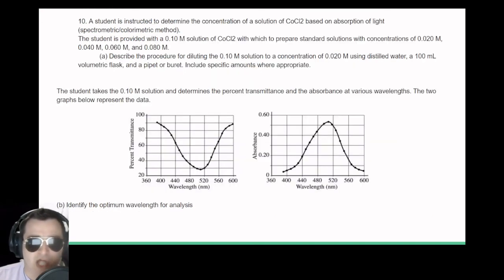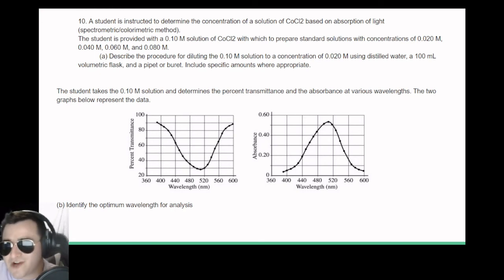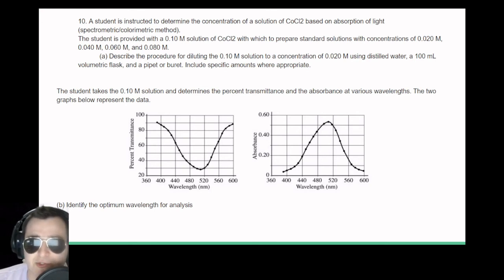Moving on to a Beer's Law example here. A student is instructed to determine the concentration of a solution of cobalt 2 chloride based on absorption of light, spectrometric, colorimetric method. Student is provided with a 0.10 molar solution with which to prepare standard solutions of concentration 0.02, 0.04, 0.06, and 0.08 and assess the absorption in those. Describe the procedure for diluting the 0.10 molar solution to the concentration of 0.02. So you only need to do it for 0.02.